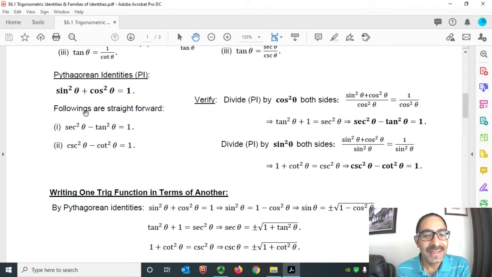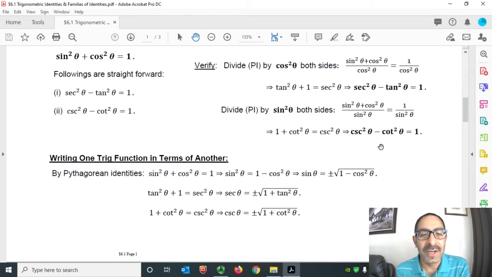Similarly, if we divide the Pythagorean identity on both sides by sine square theta, it gives us another identity, which is 1 plus cotangent square theta equals cosecant square theta, or cosecant square theta minus cotangent square theta equals 1. Great. I hope this makes sense to you all. Now let's move on.